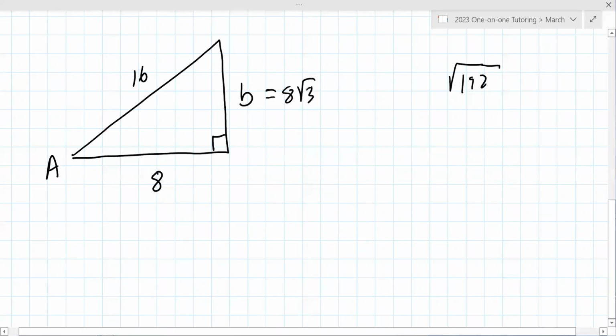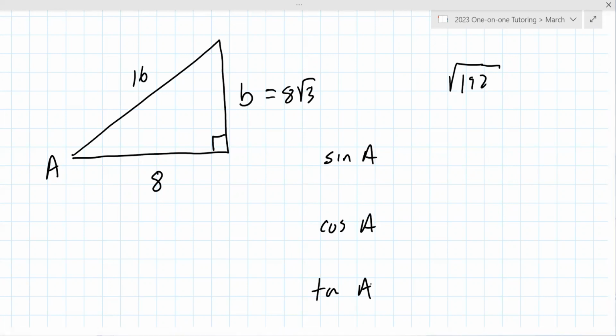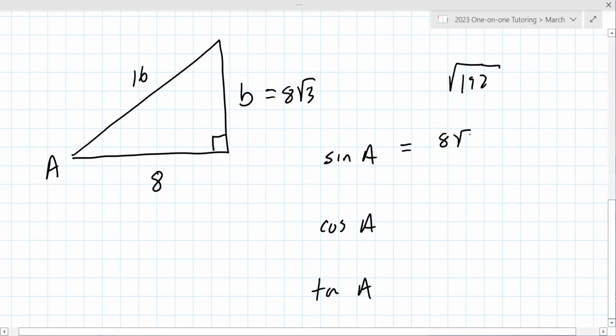We'll actually be looking at this as one of the special triangles in a moment. Let's do the same thing here. Let's have you find the sine of A, the cosine of A, and then the tangent of A. Sine of A would be 8 square root of 3 over 16, right? But can you reduce that? I think you said square root of 3 over 8. Yes.